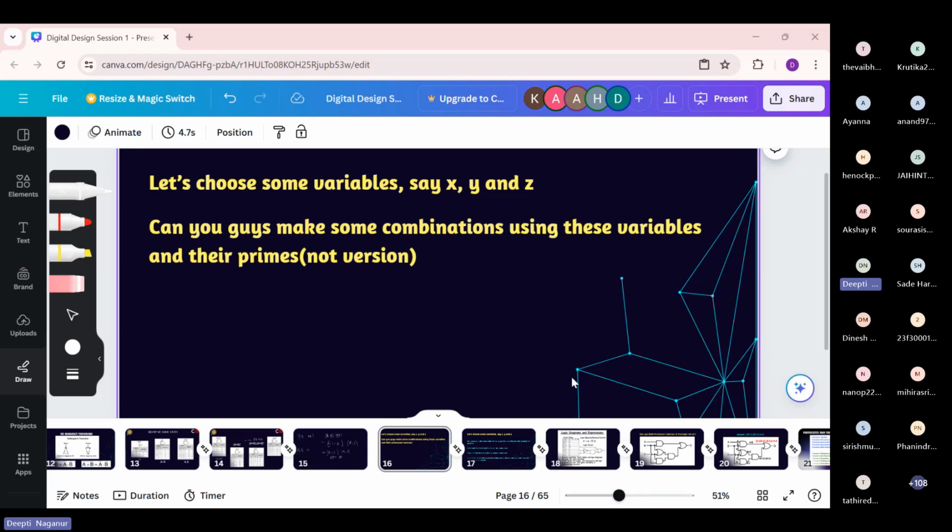Rajshekhar has sent me xyz plus x prime yz prime x prime y prime z. That's a good answer. Any other? You can take any combinations. Need not be that each term should have all the x, y, z.